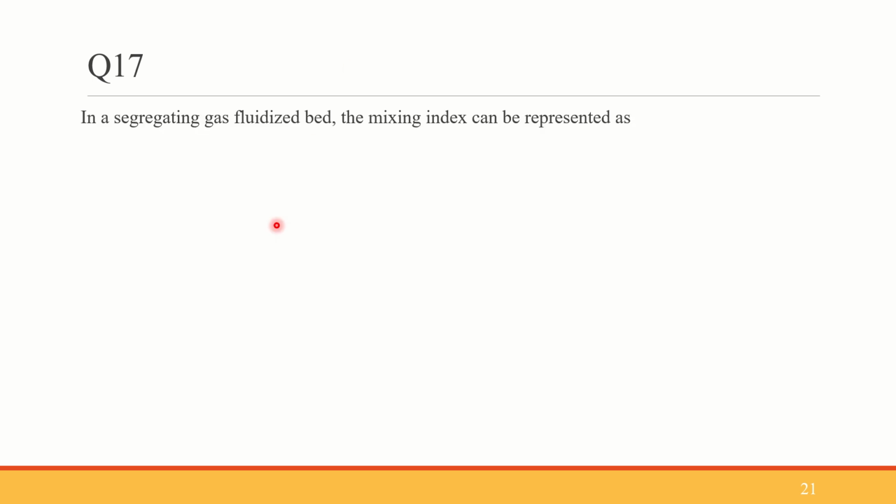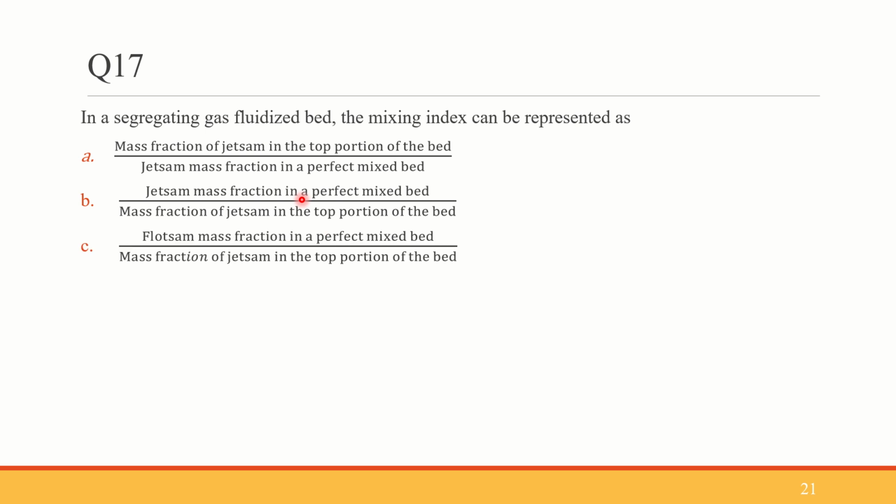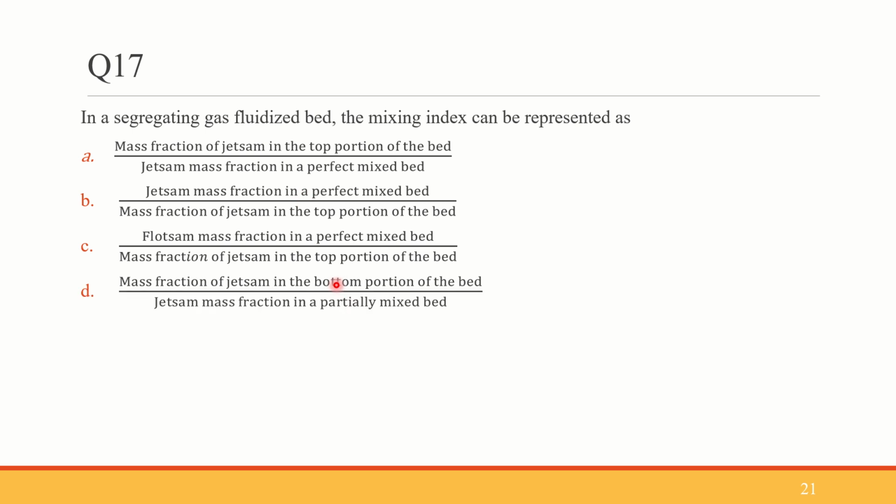Question 17 states that in a segregating gas fluidized bed, mixing index can be represented as dash. Option A, mass fraction of jetsam in the top portion of the bed divided by jetsam mass fraction in the perfectly mixed bed. Option B, jetsam mass fraction in a perfectly mixed bed divided by mass fraction of jetsam in the top portion of the bed. Option C, flotsam mass fraction in a perfectly mixed bed divided by mass fraction of jetsam in the top portion of the bed. Option D, mass fraction of jetsam in the bottom portion of the bed divided by jetsam mass fraction in a partially mixed bed.